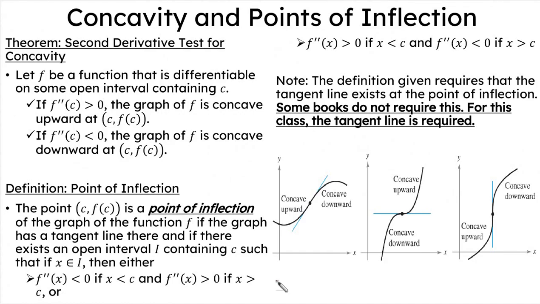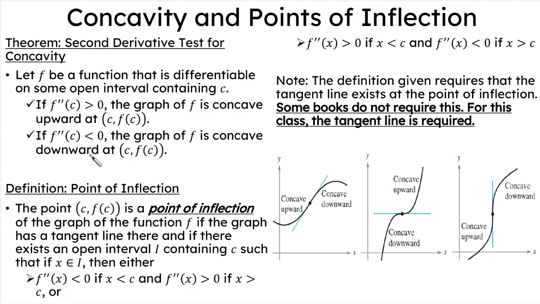We have what we call the second derivative test for concavity. Let f be a function that is differentiable on some open interval containing c. If f double prime of c is greater than 0, then the graph of f is concave upward. If it's less than 0, or negative, the graph is concave downward.